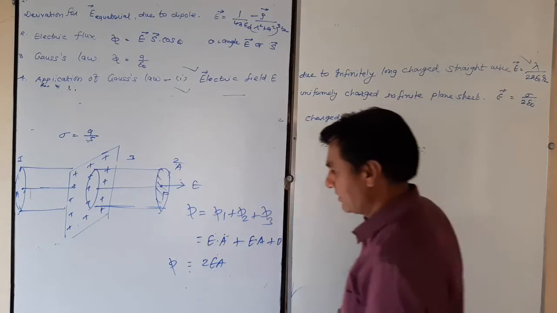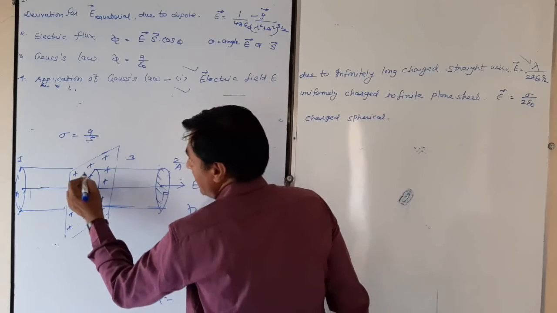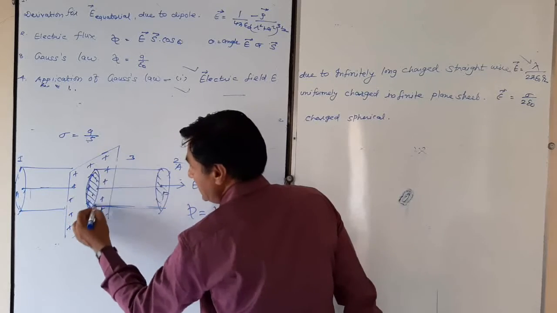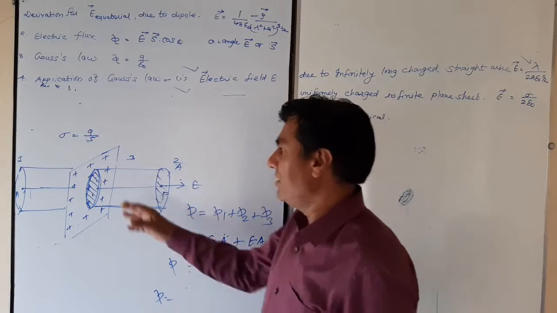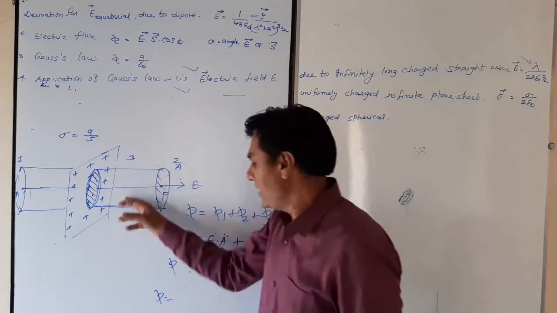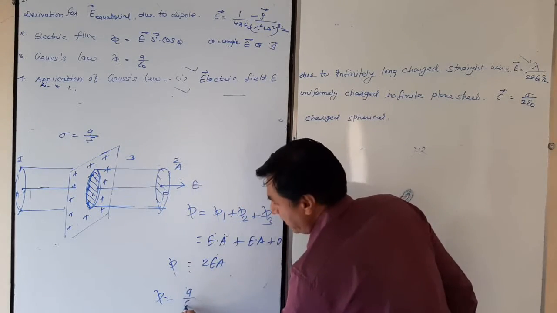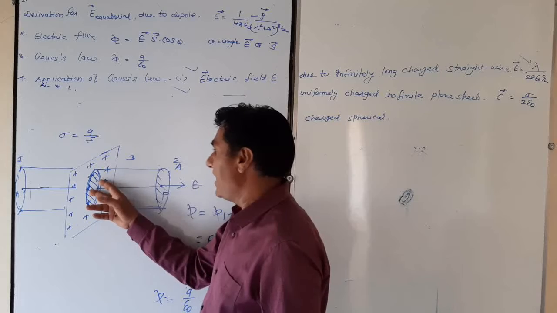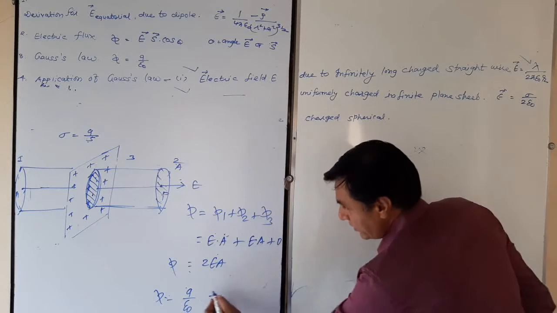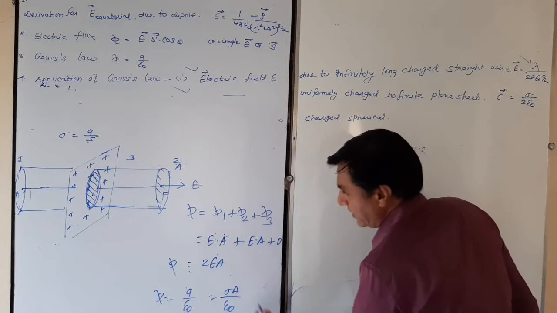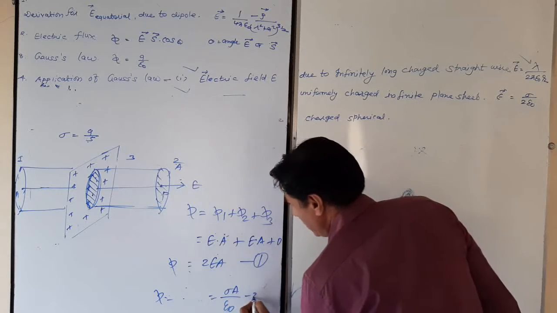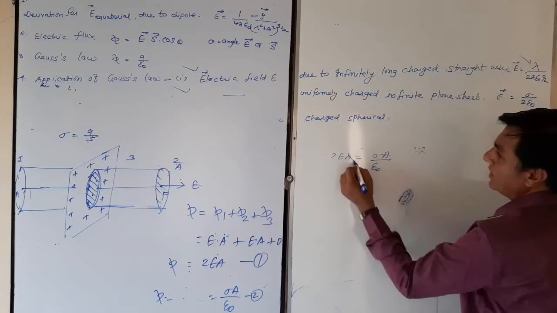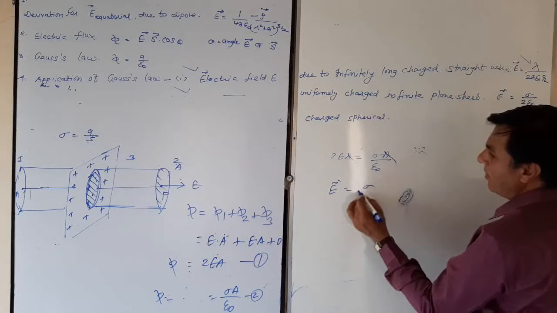Now by Gauss's law, phi is equal to the total enclosed charge upon epsilon 0. The total amount of charge inside that boundary is the total charge inside the Gaussian surface. So how much? Q upon epsilon 0, and the Q value, the charge per unit area being sigma, is sigma A. So the flux is sigma A upon epsilon 0. Now it is equation number 1 and it is equation number 2. Equate them: double EA equals sigma A upon epsilon 0, A cancels. E is equal to sigma upon double epsilon 0.